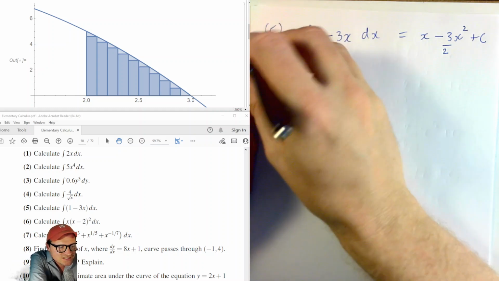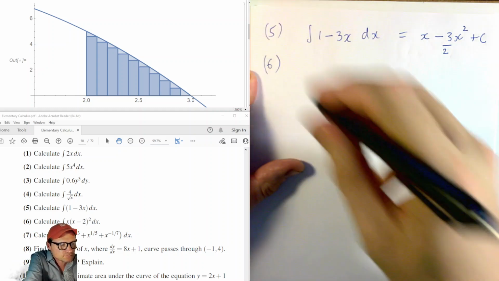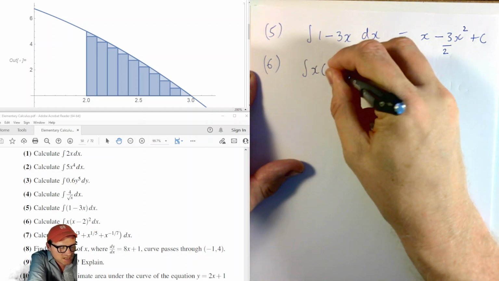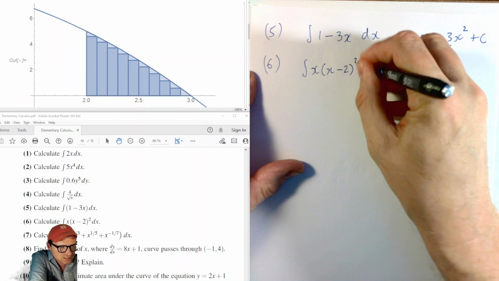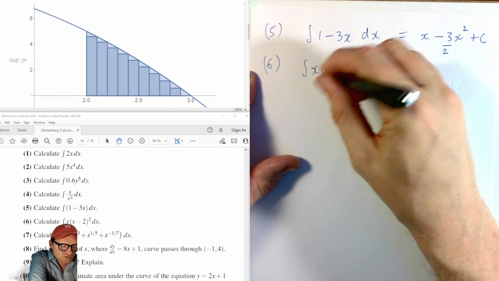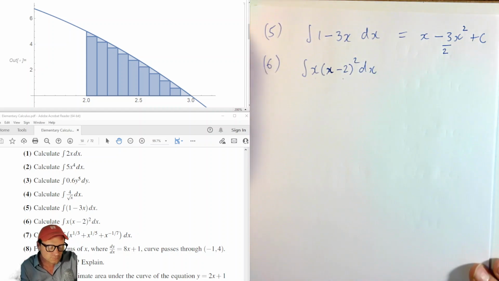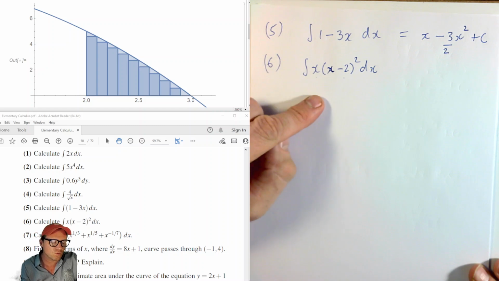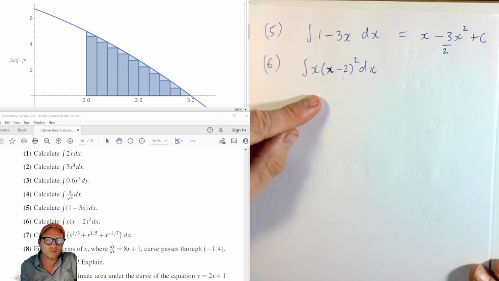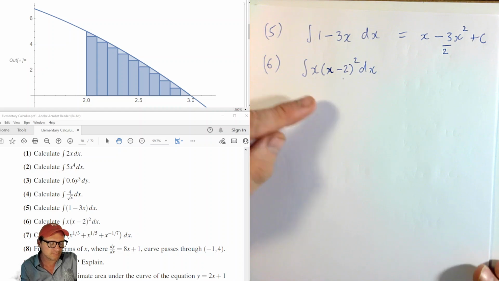Okay, let's do question 6. We integrate x times (x minus 2) to the power of 2 dx. We've got a product of 2 functions here, so we can do this one in a couple of ways. Perhaps the easiest for you, if you don't know any of the integration rules, is to expand that and then integrate. Let's do that method first, and then we'll see whether we can do a substitution.